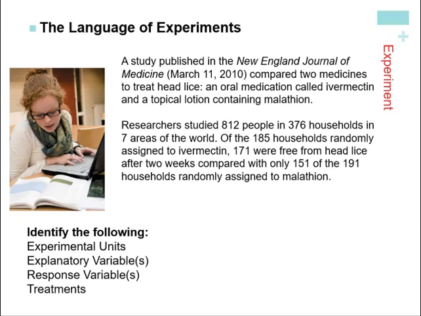So here's our example. We are comparing two medicines to treat head lice. And so we have a study of 812 people in 376 households. We have 185 of them randomly assigned to ivermectin and 191 of them randomly assigned to malathion. No idea how to say that. Okay, and so we need to identify the following. What are the experimental units? What's the explanatory variable or variables, response variables, and treatments? I want you to pause here and see if you can figure this out, and then we'll go over it.